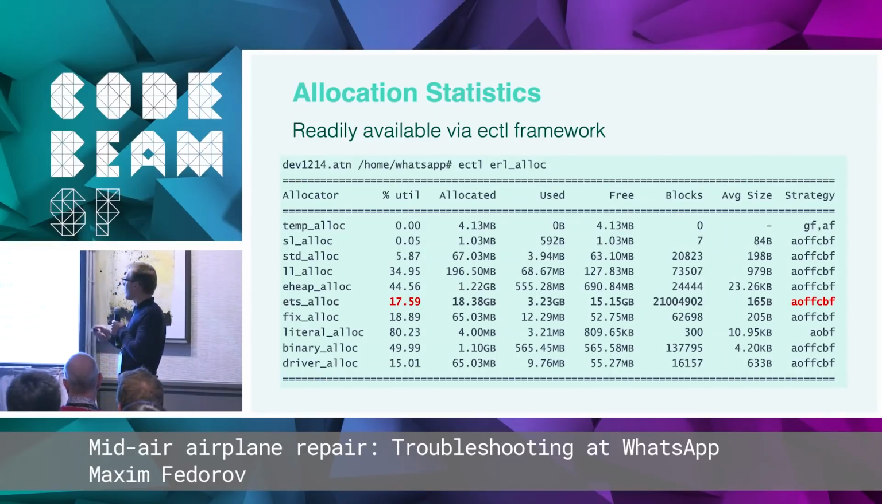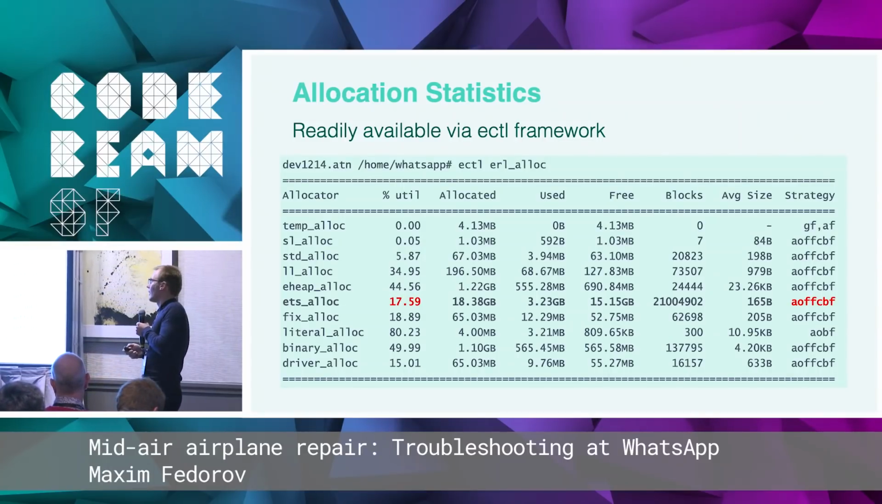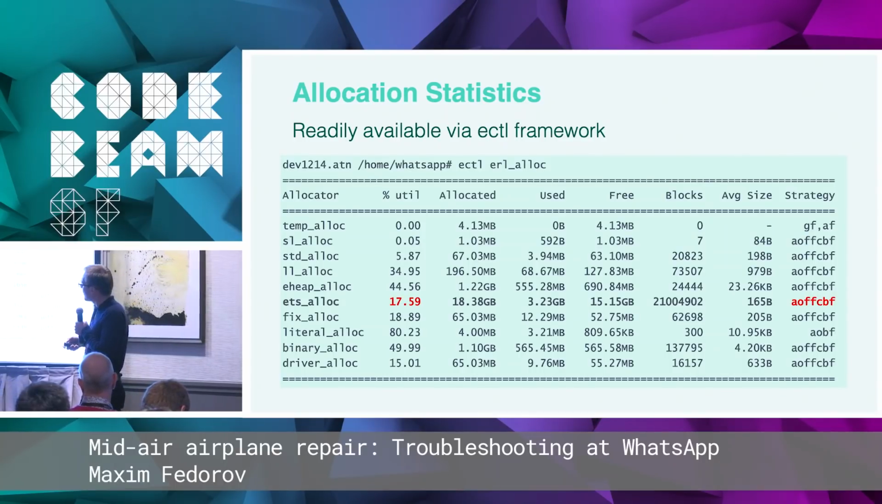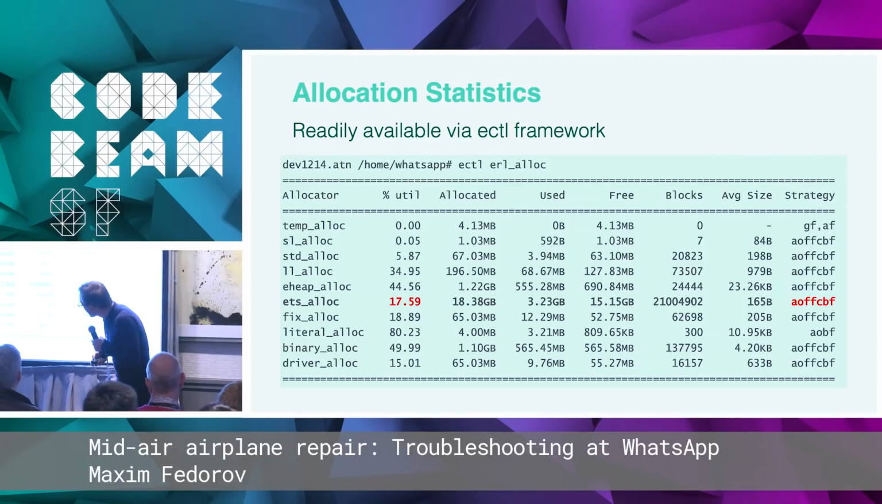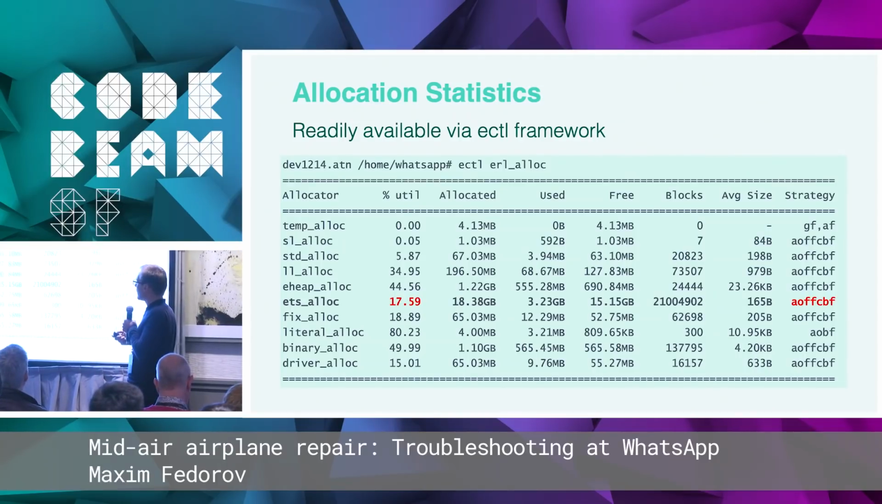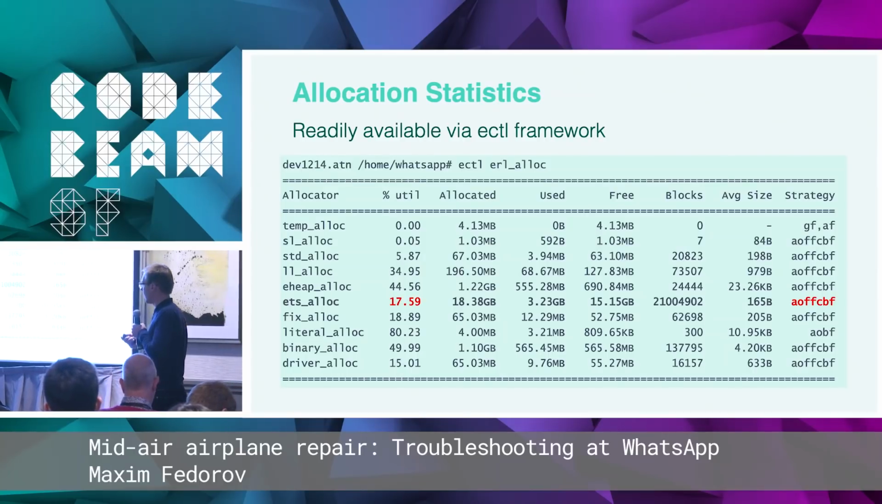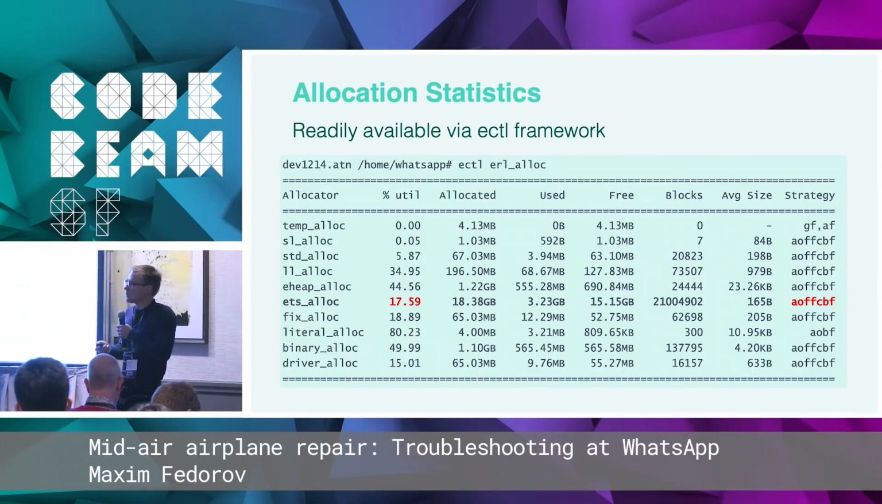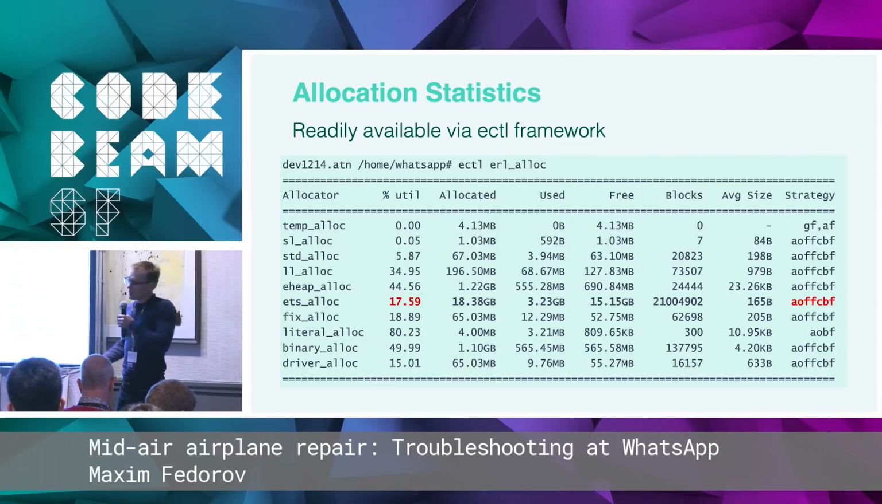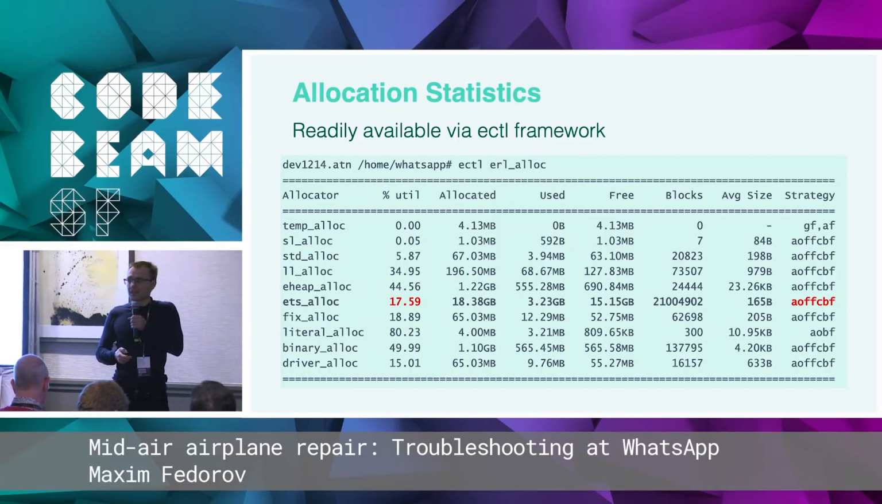So we can see per-allocator things. Like if there is a problem, we can basically easily see that, hey, this ets_alloc is underutilized. It's allocated 18 gigabytes of RAM, and using just 3 of those, that gets us 17% utilization. Why? Because this allocation strategy doesn't really work for that kind of allocation.